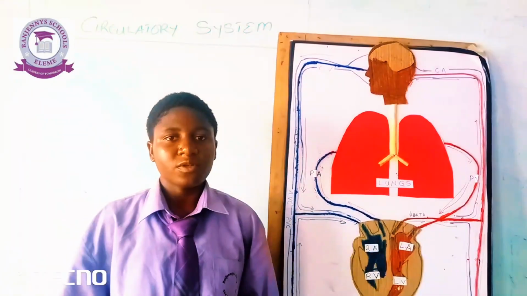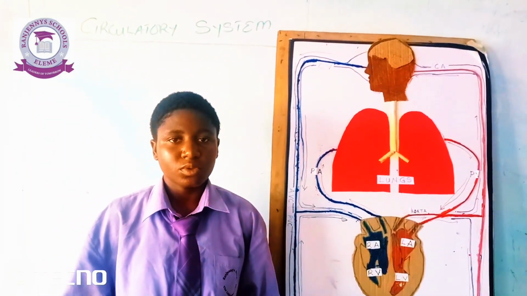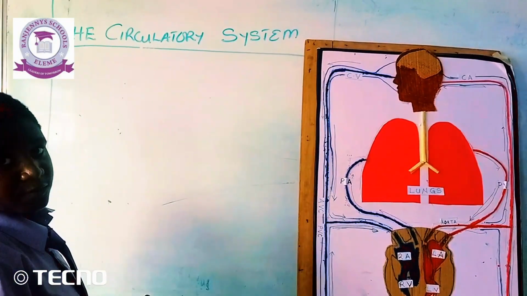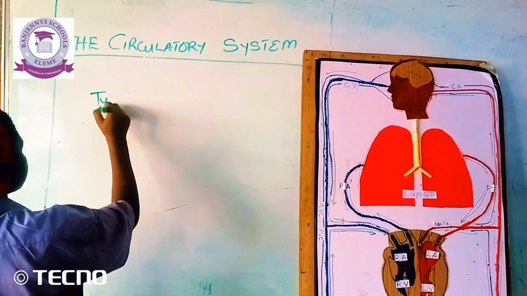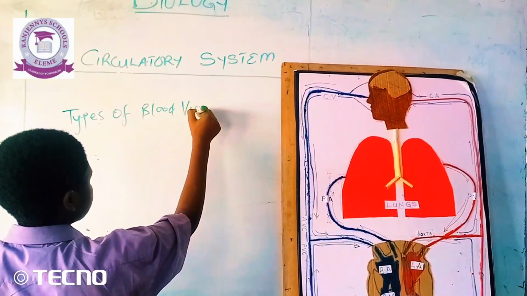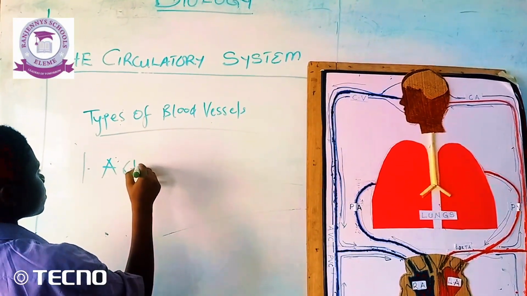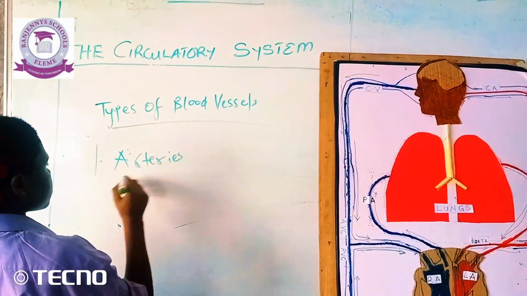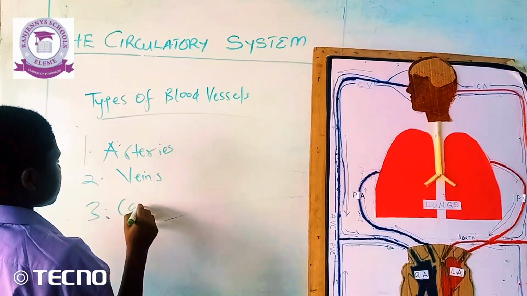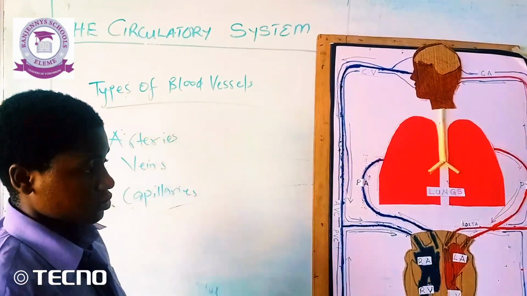Firstly, what are blood vessels? The blood vessels are the tubes in our body which circulate blood around the body. Types of blood vessels. There are three types of blood vessels, and they are one, the arteries, two, the veins, and three, the capillaries. What are the arteries?